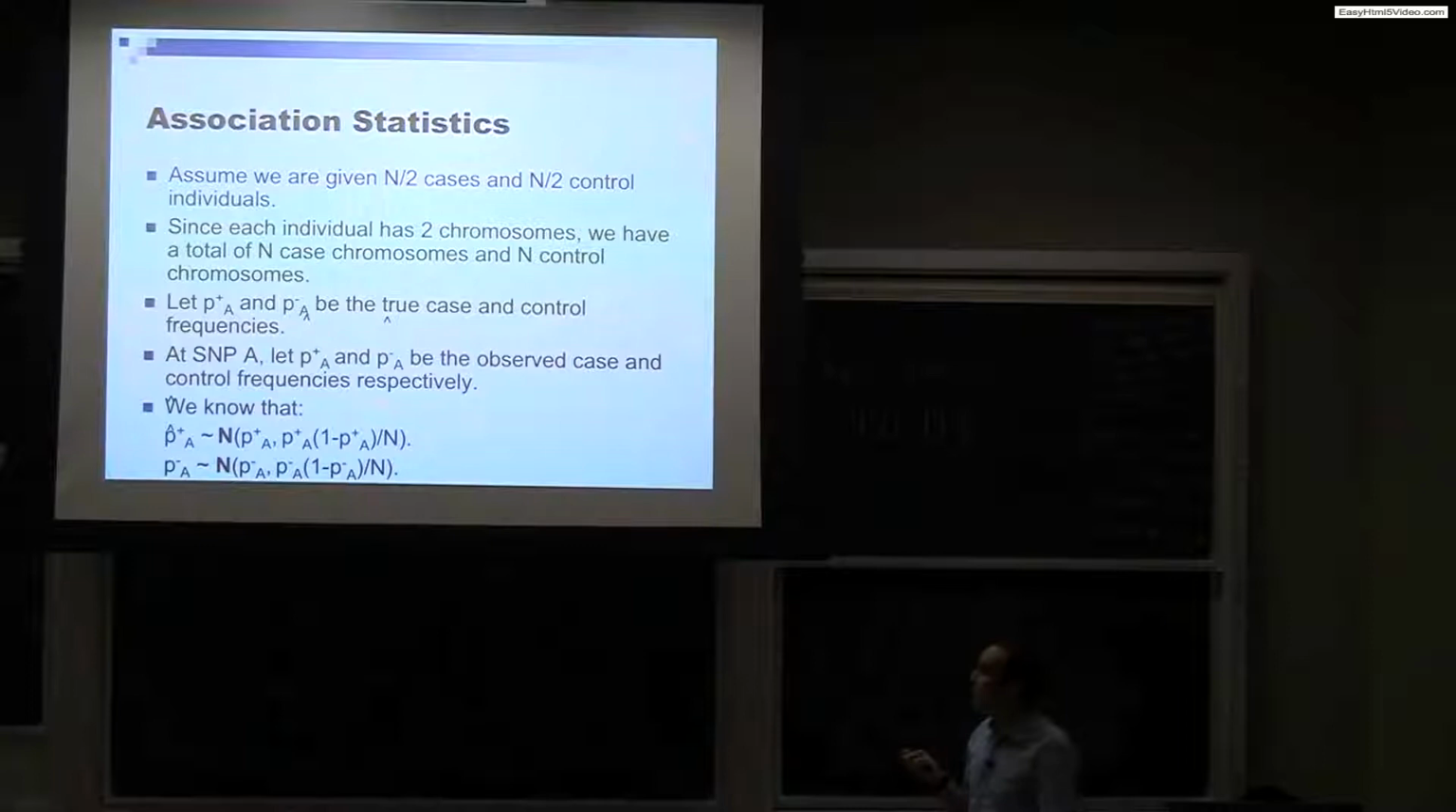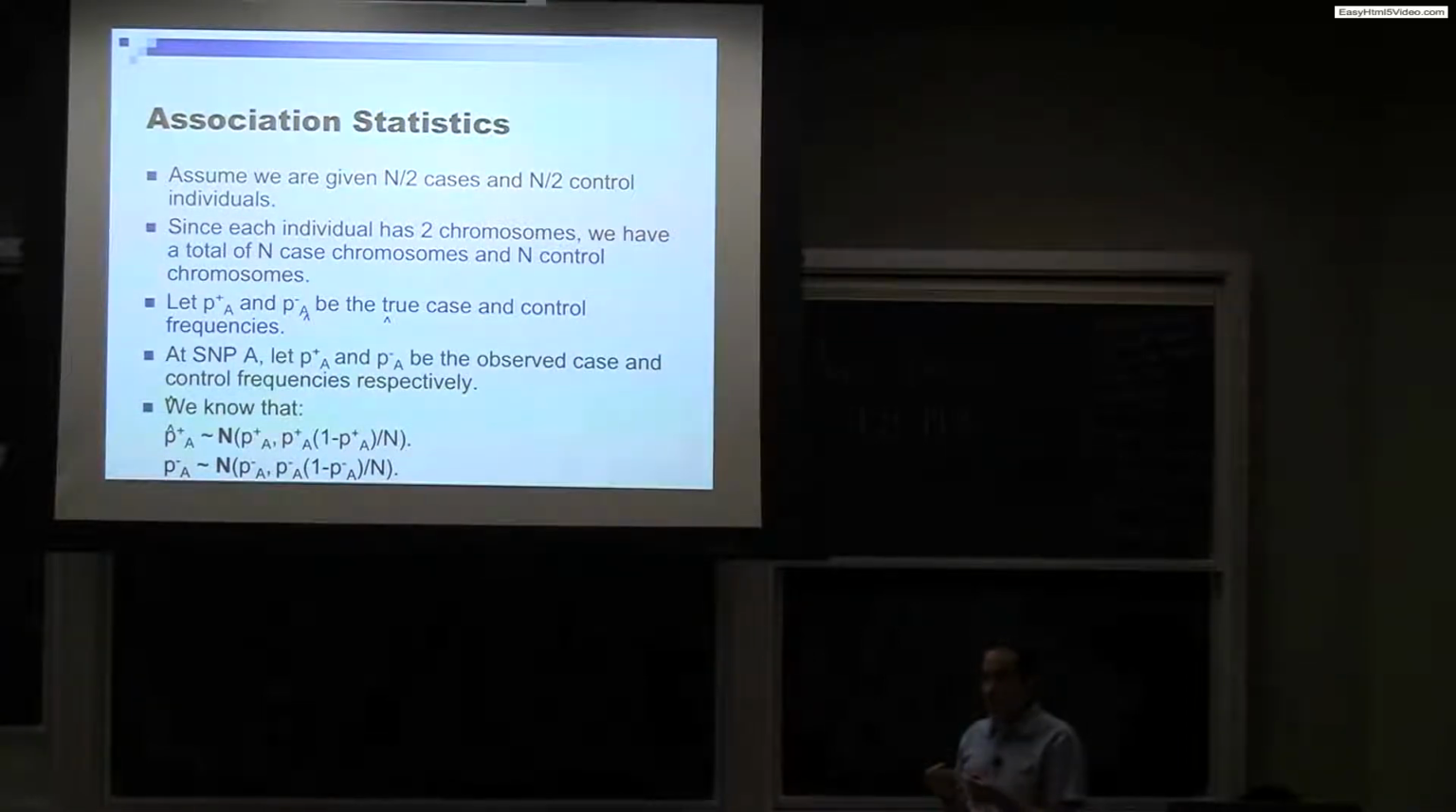But here we collect data, and so at SNP A, we measure, and actually if there's some kind of a typo, this is P_A plus a hat. The hats got really separated here, but that's the hat. So these are the observed case and control frequencies. So what did I do? How did I compute these frequencies?